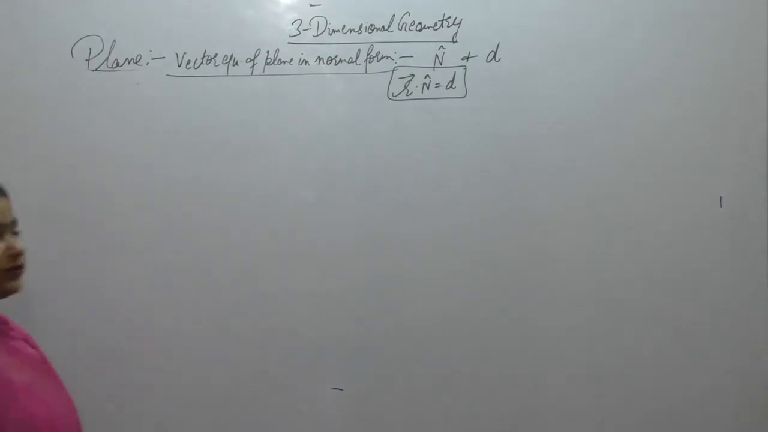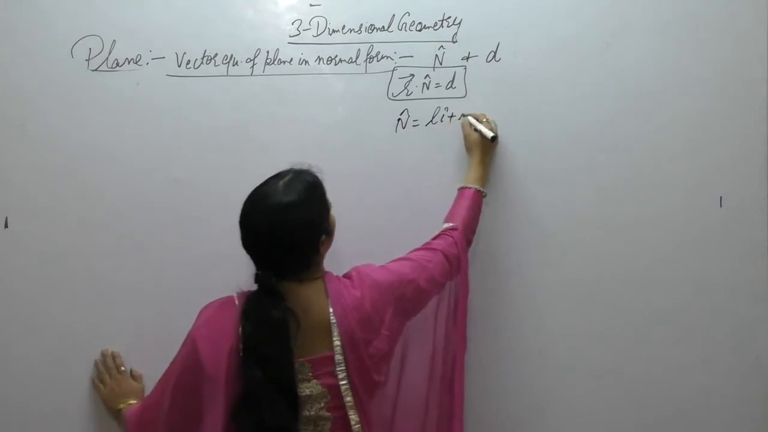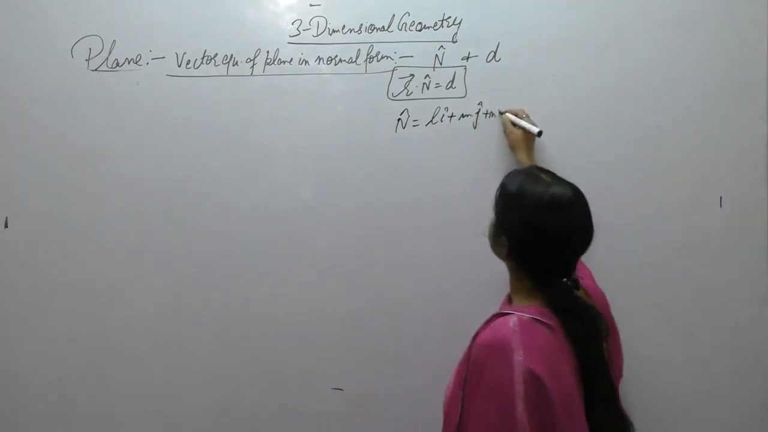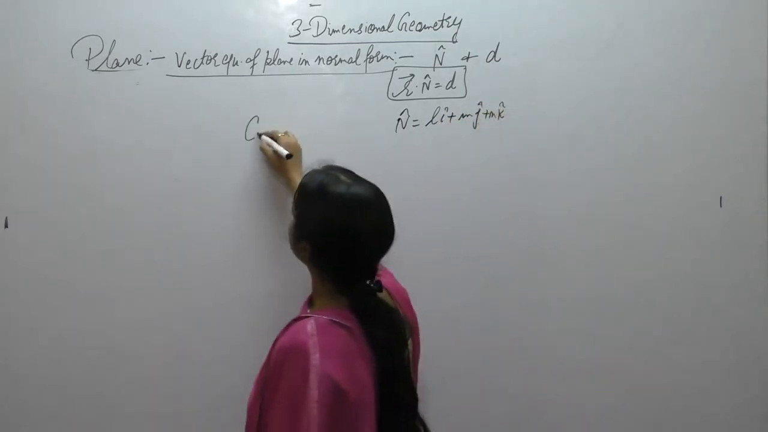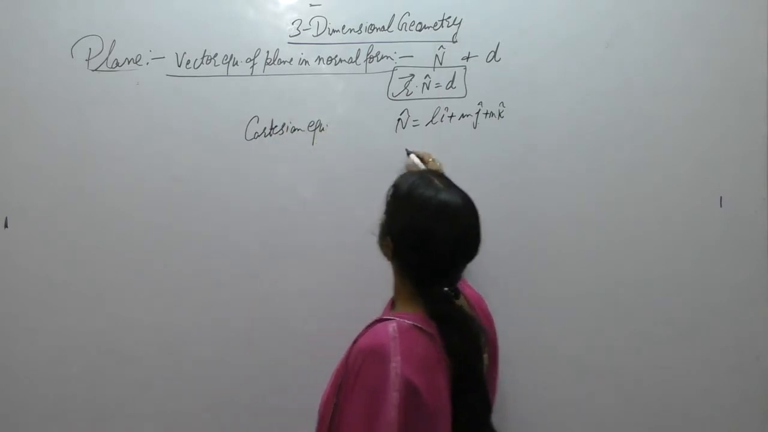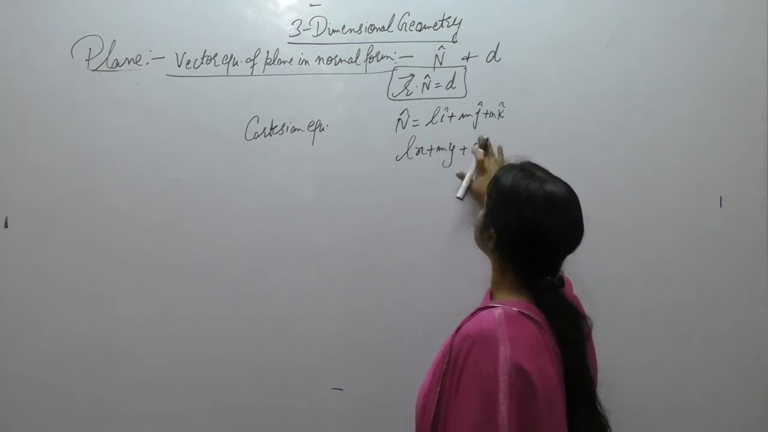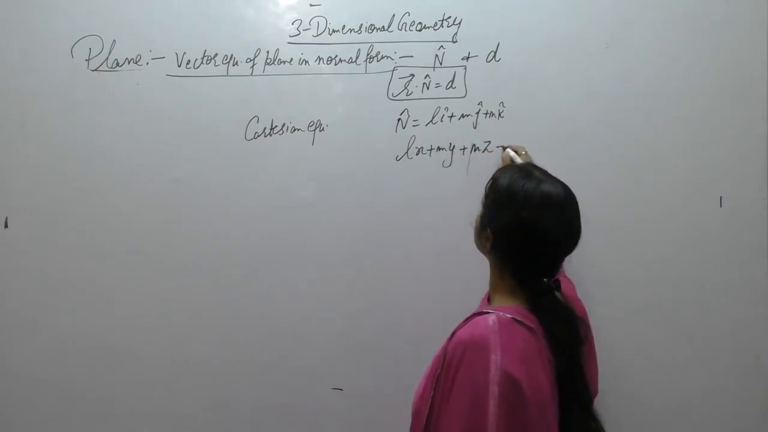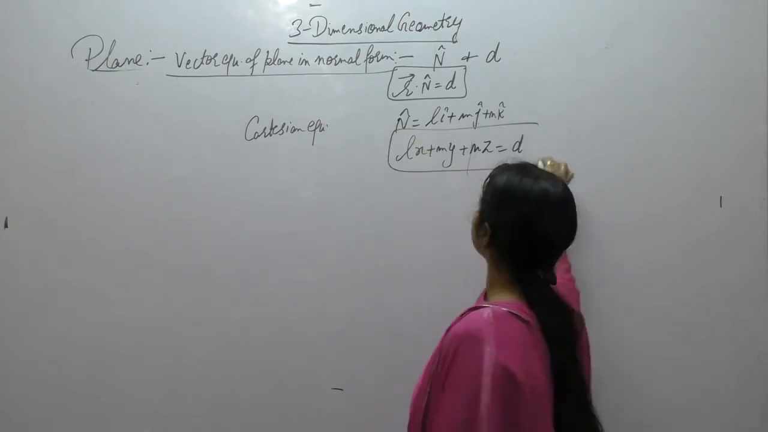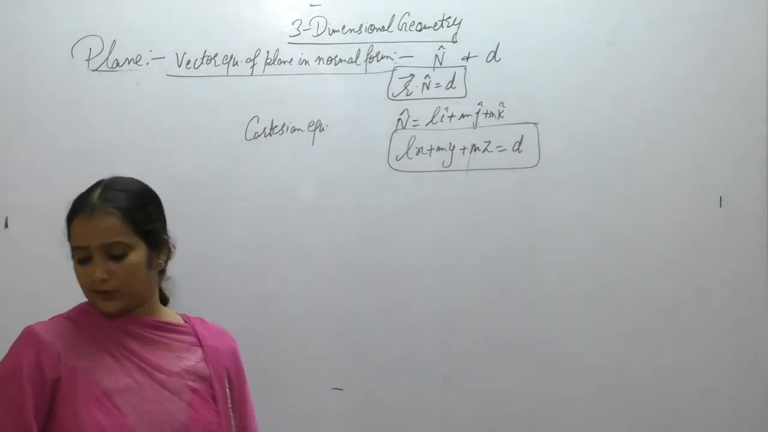The Cartesian equation: when n cap unit vector is li plus mj plus nk, then the Cartesian equation is of the form lx plus my plus nz equals d. So this is our Cartesian equation and vector equation of a plane in the normal form.